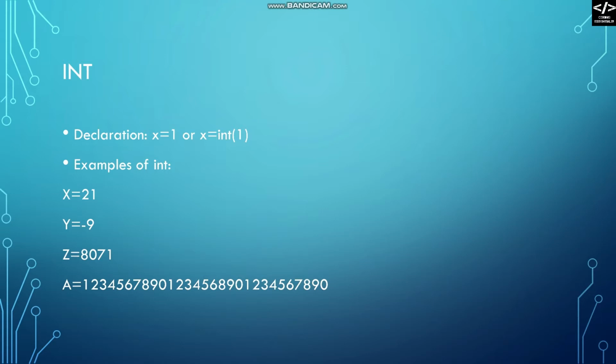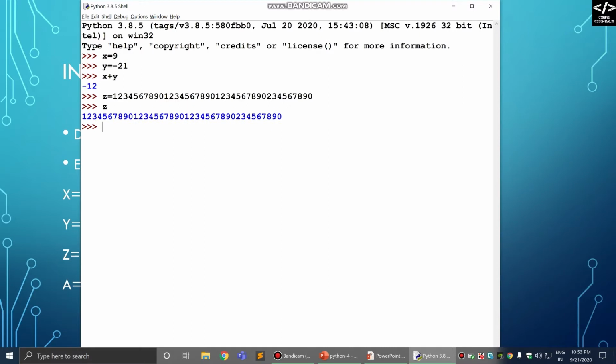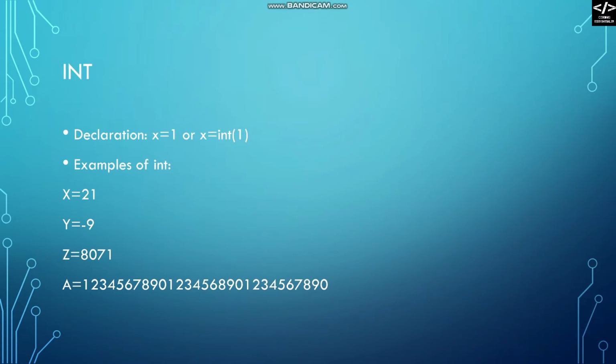Examples of int. Let's see this example in our shell. x equal 9, y equal minus 21, x plus y should come minus 12. z equal, now let's see how big it can be. As you can see, it is nearly 40 digits here, so it can be a pretty big number. Okay, this was all about integer.